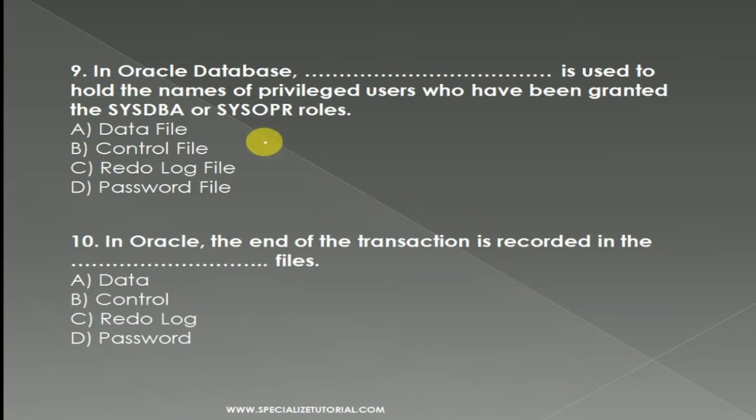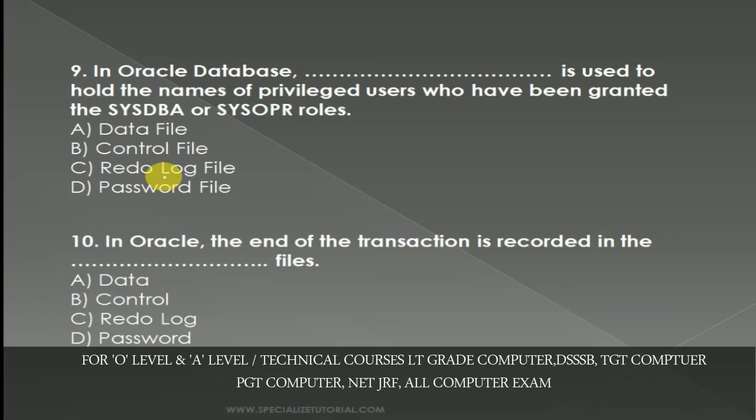Question number 9, in Oracle database dash is used to hold the names and privileges of users who have been granted the SYSDBA and SYSOPER role. Options are A, data file, B, control file, C, redo log file and D, password file. So obviously D, password file is the right answer. In the Oracle database the password file is used to hold the names of users who have been granted the SYSDBA and SYSOPER role. Now take the next question.